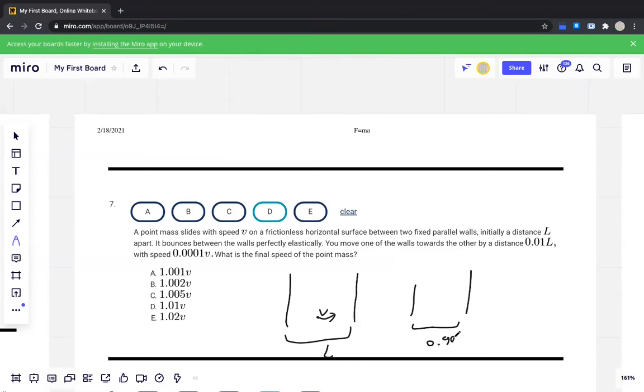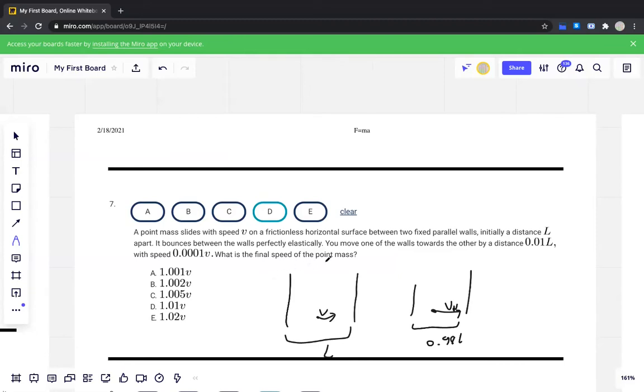And we're moving it with the speed of 0.0001 v. And we don't really care about the speed. It's not going to play a big role, but all that's telling us is that it's moving very slowly, which means that we can assume that it keeps bouncing elastically. So now this point mass is going to move with the new velocity vn.